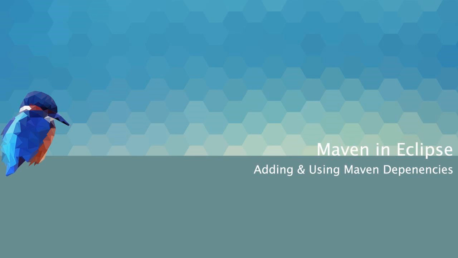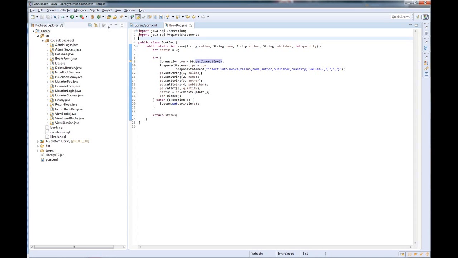So you have a Maven project right now, and you have a library that you'd like to use. How do you do that? Well, with this video, we're going to go ahead and import a dependency and see how it's used inside the application. So let's go ahead and get started.